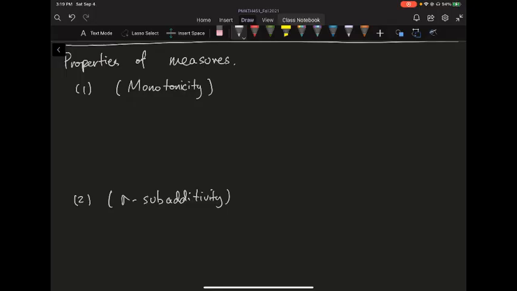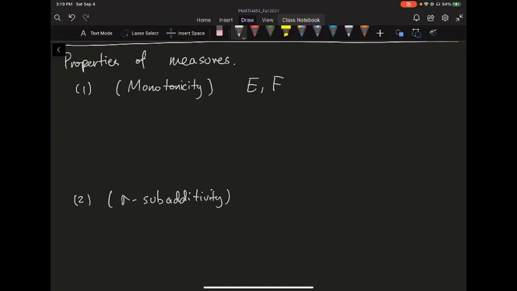In this lecture, we're going to go over some basic properties of measures. So first of all, let's start from the simplest one. It satisfies monotonicity. So it's basically saying measures are monotone. What do I mean by that?